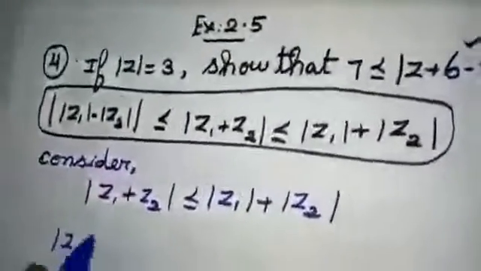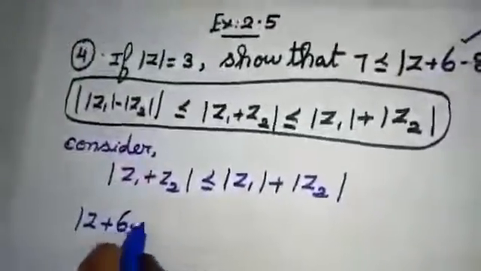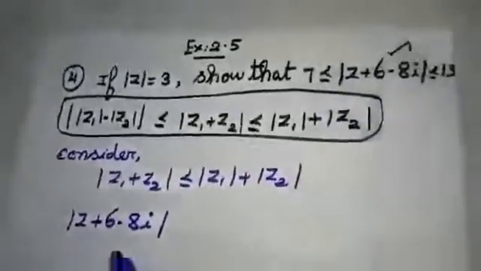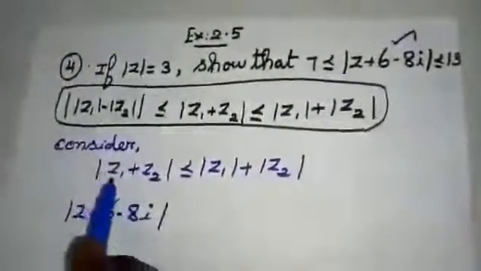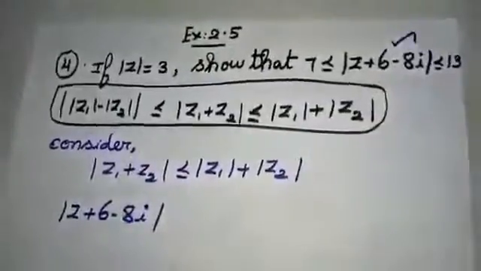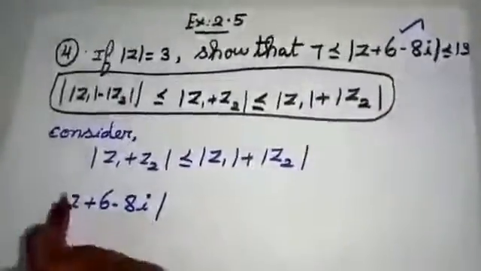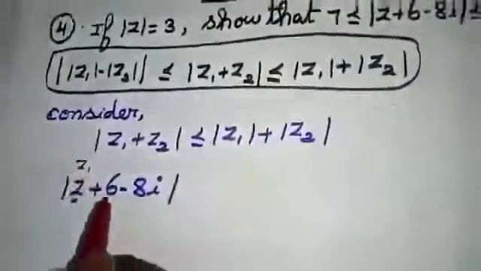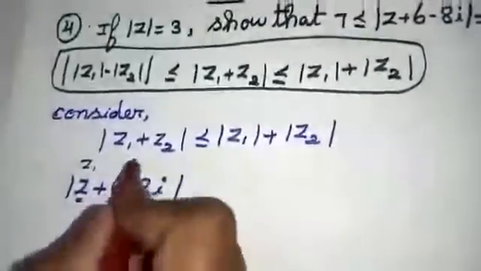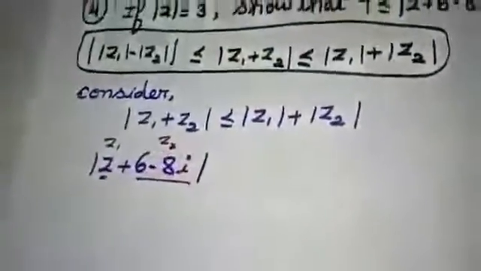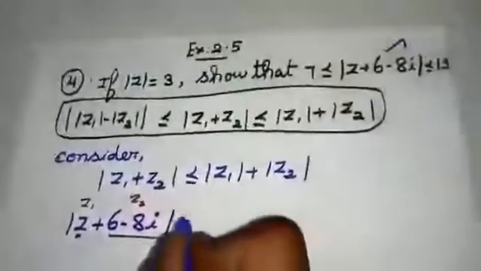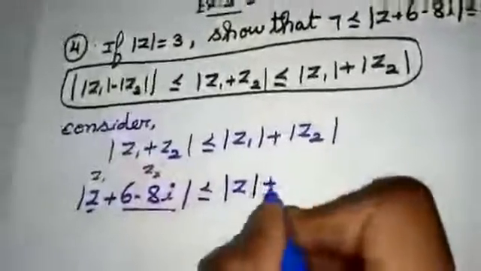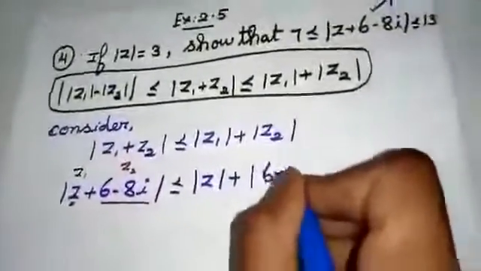modulus of z plus 6 minus 8i. I am going to take this one, students. So how I am going to fix my z1 and z2? Here I am going to take this z as z1 and 6 minus 8i as z2. Now just see here, what I am going to do is, which is less than or equal to modulus of z plus modulus of 6 minus 8i.